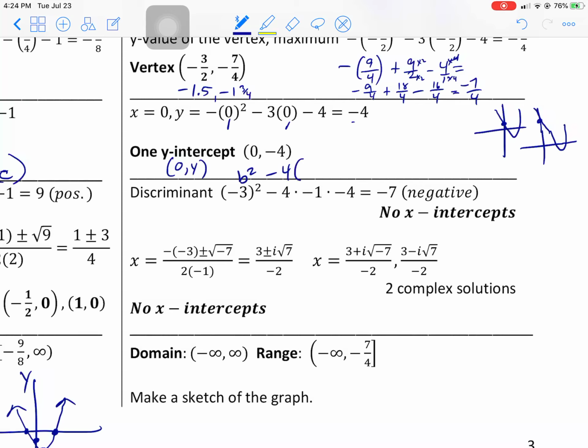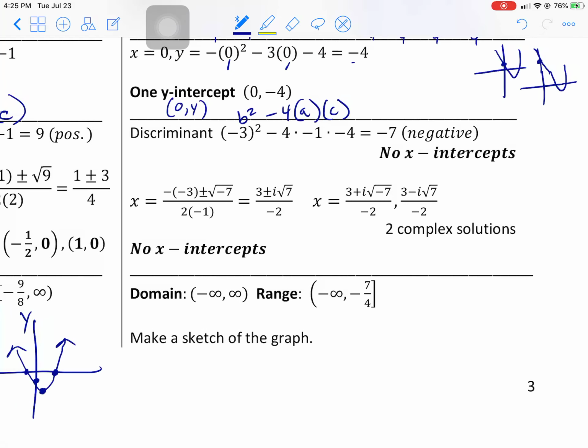b squared minus 4 times a times c, is going to yield a negative, which means there are no X-intercepts. And that means it's not going to touch the x-axis, and there will be i's in my solution. So sure enough, when I crunch out, I have a discriminant of -7. I take that i out, and these are my two complex solutions, so therefore there are no intercepts.